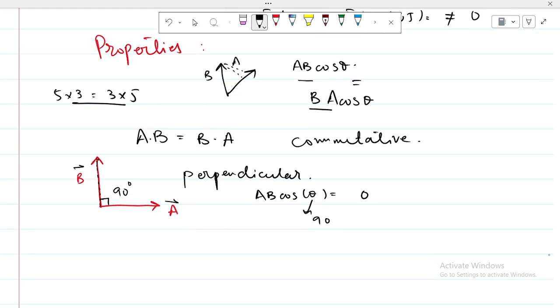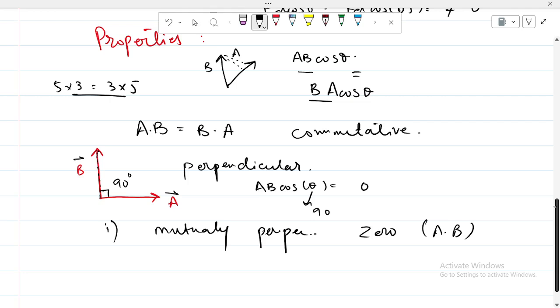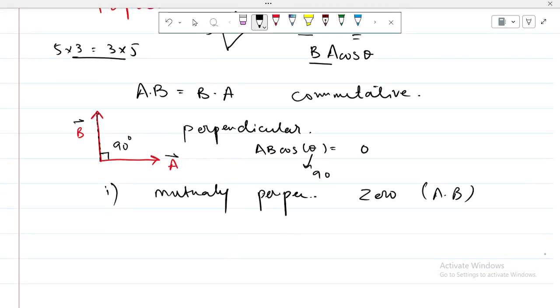Since B has no projection on A, there is no way we can project B onto A. So there is going to be no projection. And so this is the first property, which is when the two vectors are mutually perpendicular, the dot product is 0. A dot B is going to be 0, or B dot A is going to be 0.